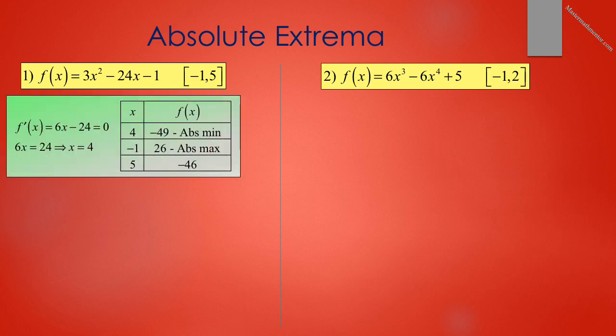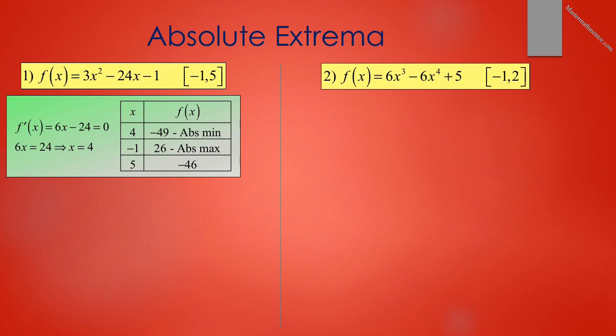1 is the easiest. We're given that f of x equals 3x squared minus 24x minus 1 on the interval negative 1 to 5. We start by taking f prime of x, getting 6x minus 24, and set it equal to 0. That gives 6x equals 24, or x is equal to 4. So there are 3 candidates for the absolute extrema: x is equal to 4, and the 2 endpoints, x equals negative 1 and 5.